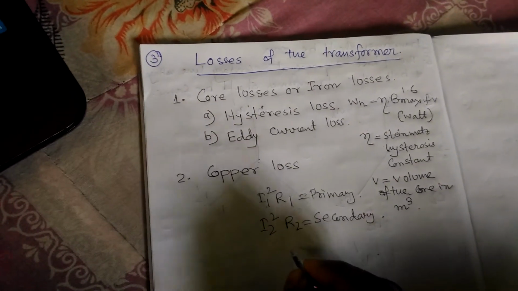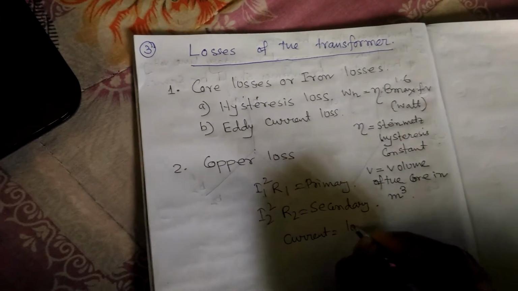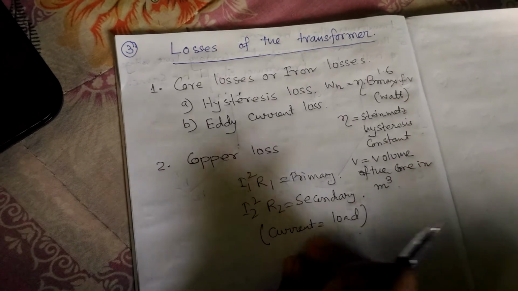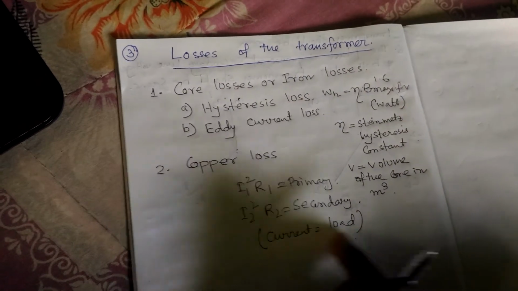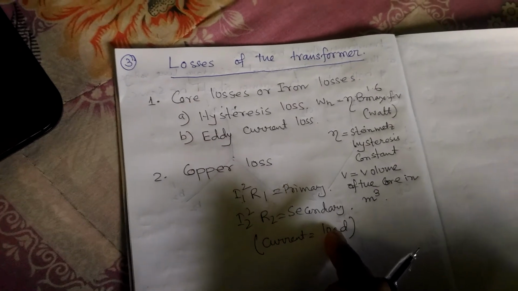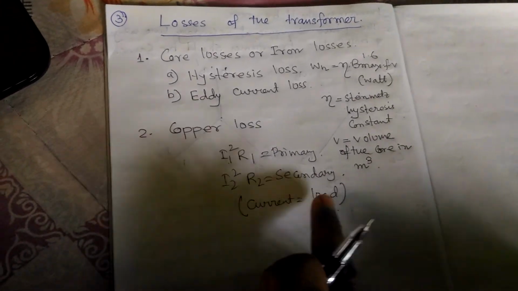What is the current? Current is the load. What is the load? Load is the current. So the current depends on the load. Hence the copper loss of the transformer varies with the load.